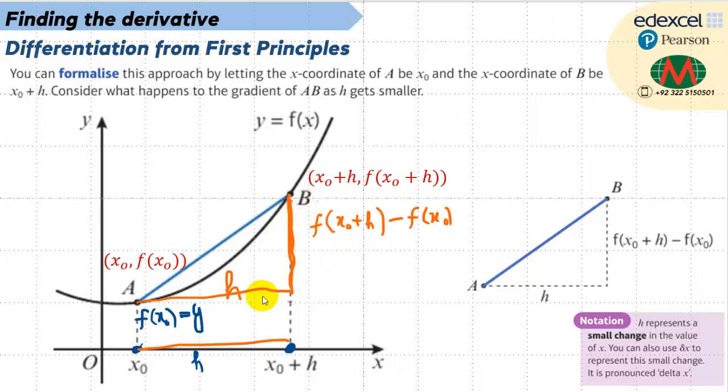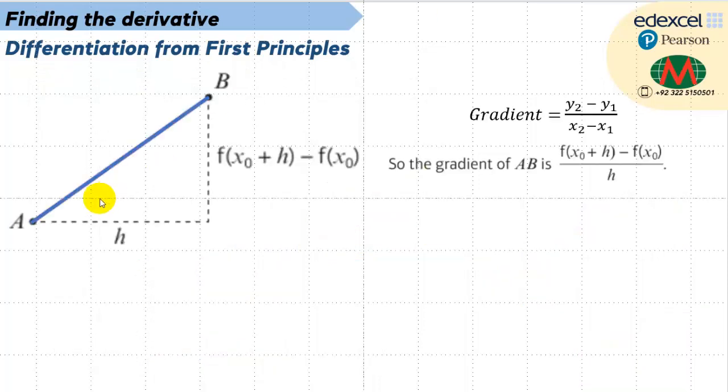Okay, now I have drawn this right angle triangle over here, and the vertical length is written over here, and this horizontal length is written over here. So I have taken this triangle out of this diagram and redrawn it over here. Now I will find the gradient of this line.